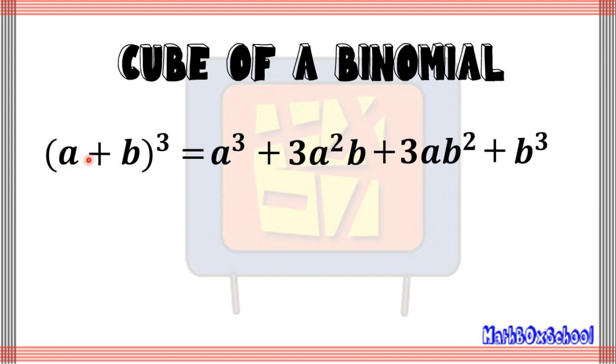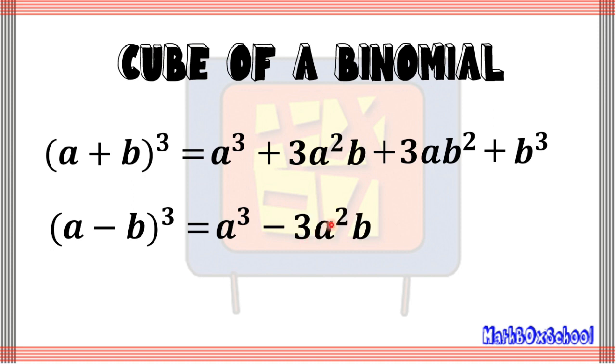E paano kapag a minus b? Pag a minus b naman, we have, ganun pa rin, cube of the first term. So, i-cube natin ang unang term natin, minus 3 times the square of the first term times the second term plus 3 times the first term times the square of the second term minus cube of the second term.